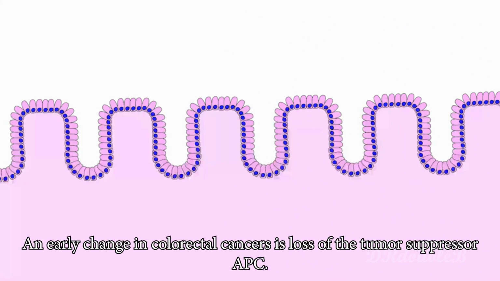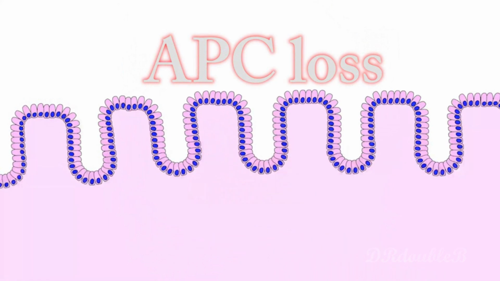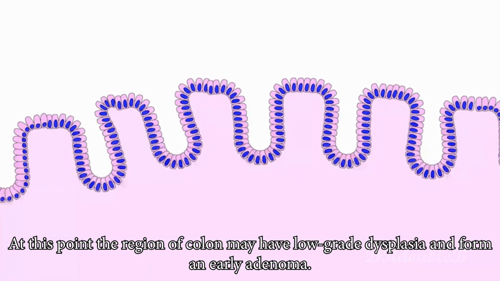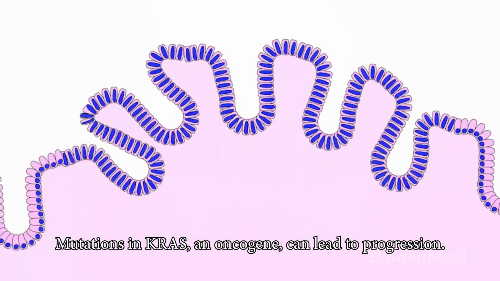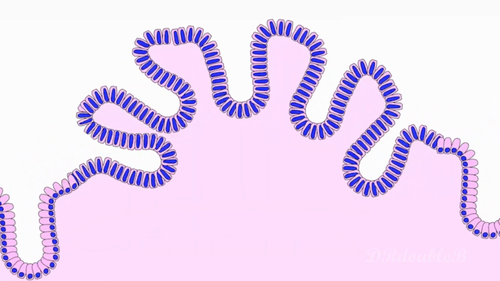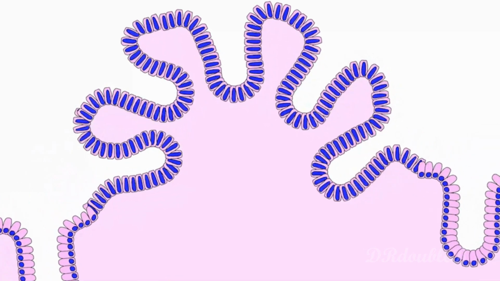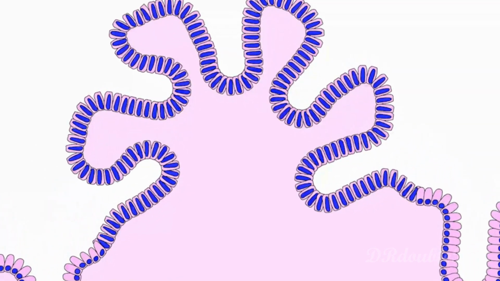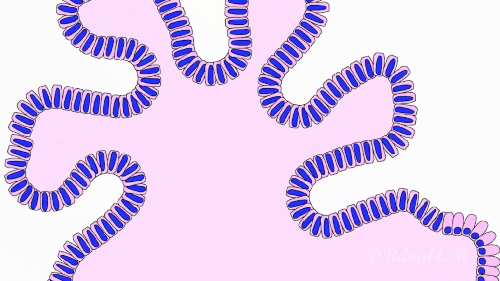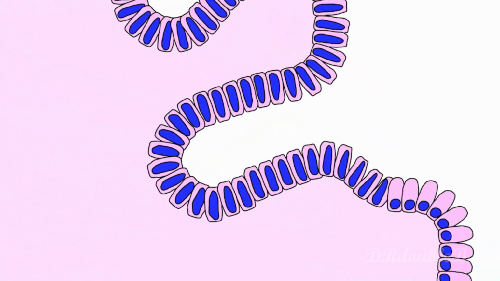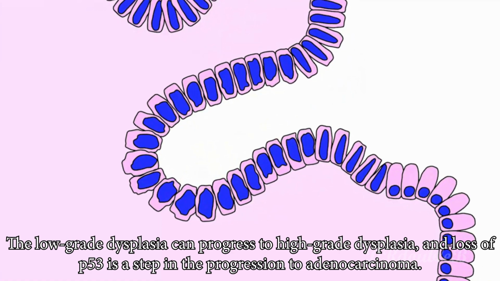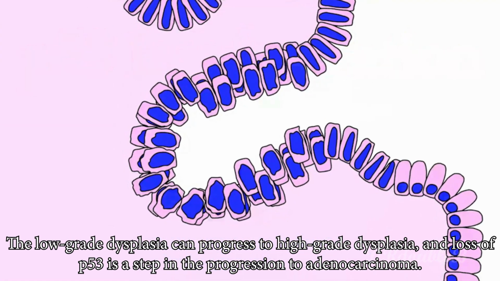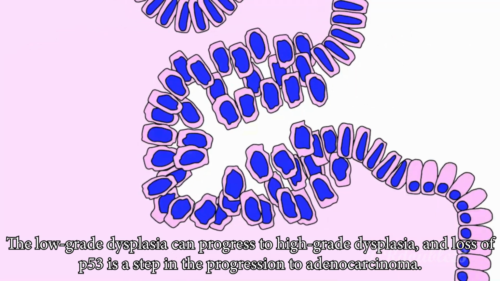Yes. An early change in colorectal cancers is loss of the tumor suppressor APC. At this point, the region of colon may have low-grade dysplasia and form an early adenoma. Mutations in KRAS, an oncogene, can lead to progression. The low-grade dysplasia can progress to high-grade dysplasia, and loss of P53 is a step in the progression to adenocarcinoma.